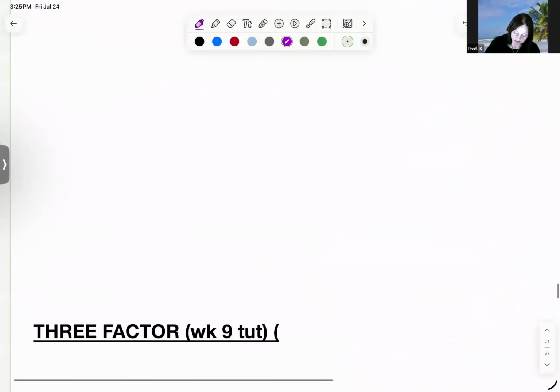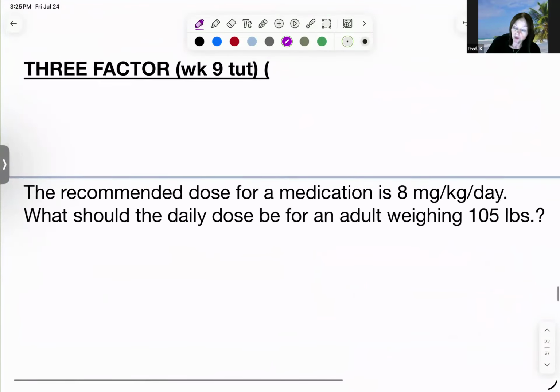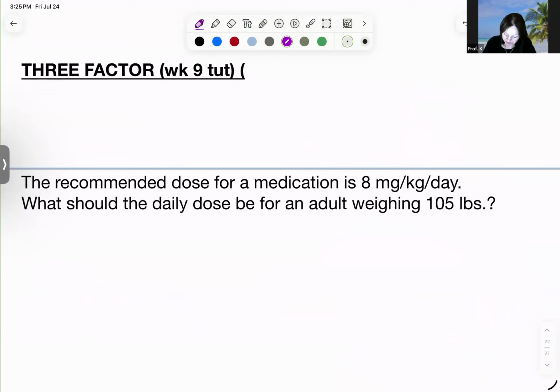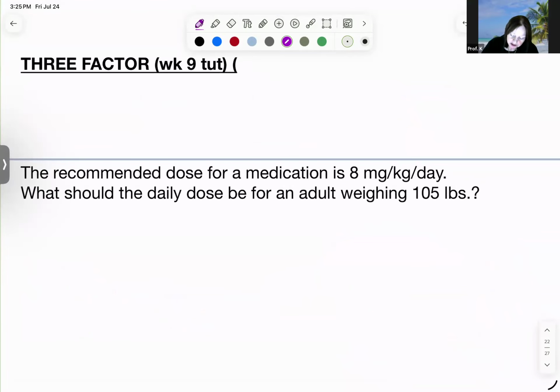All right. Now I know we're probably going to run over, but that's okay. I'm going to keep going. Now, 3-factor. You've done 1-factor, 2-factor. Now we're going to do 3-factor. And 3-factor means there are 3 parts to the doctor's order: the strength, the weight, and the time.